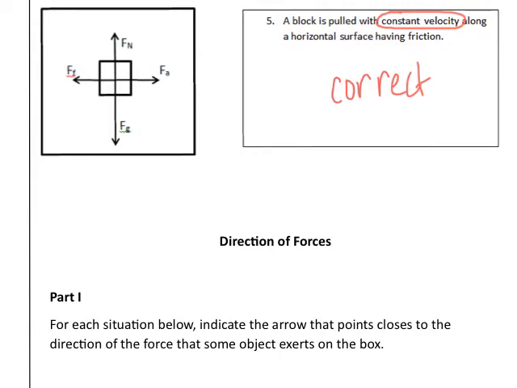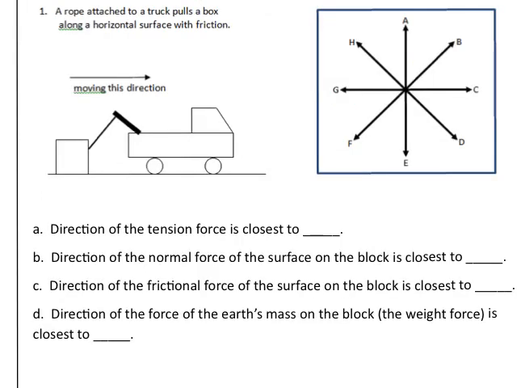Okay. On the direction of forces, if you guys flip the page, we're going to have 8 choices for a given scenario. When you look up in the corner and you've got these 8 arrows, choices A through H, those are your choices to represent a direction. So up would be A, down would be E, etc. Here's our picture. We've got a rope attached to a truck, and it pulls a box along a horizontal surface with friction, and it tells you which way it's moving. Look at your picture. Which way is the rope actually pulling on the box?